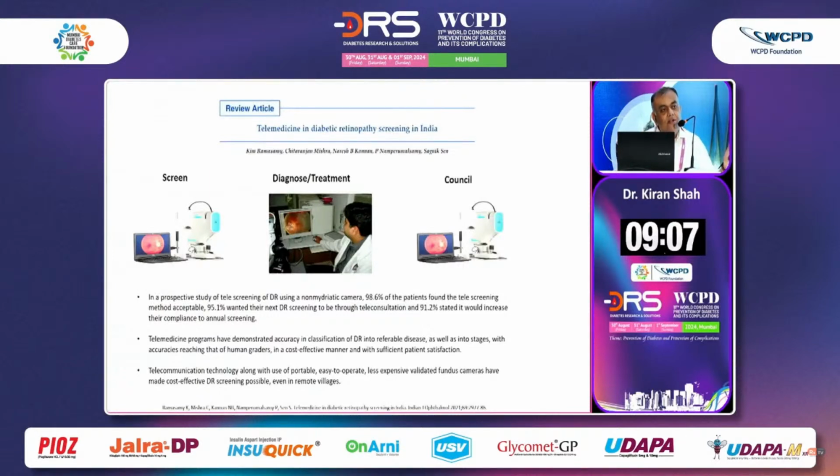You screen at your particular place, you send it to your ophthalmologist, and the ophthalmologist looks into the fundus camera and the fundus photograph, and then diagnoses and helps you with the treatment. You counsel the patient accordingly. So this is very important as far as rural and remote areas are concerned. And it practically helps. There is a good amount of patient satisfaction, and almost 91% stated that it would increase the compliance to annual screening. So telemedicine in diabetic retinopathy is very, very important.